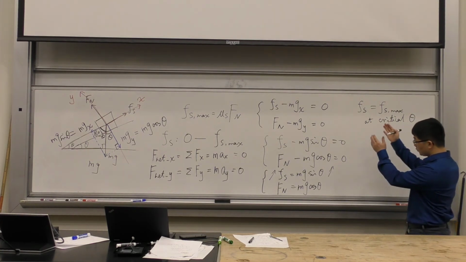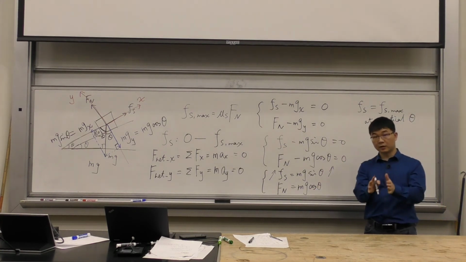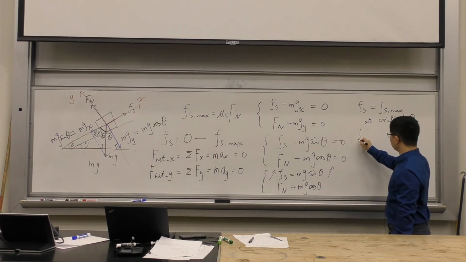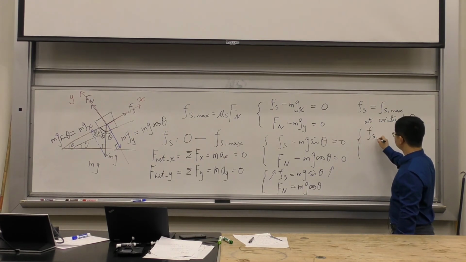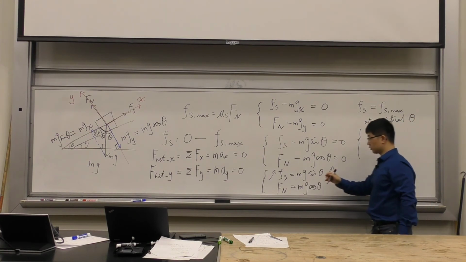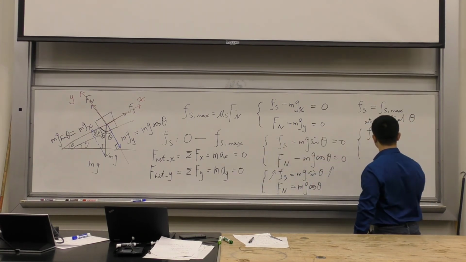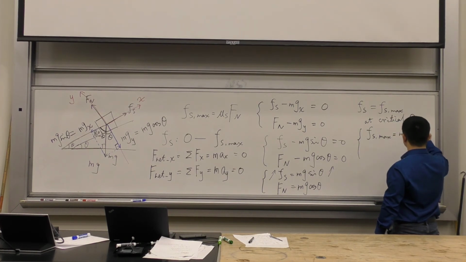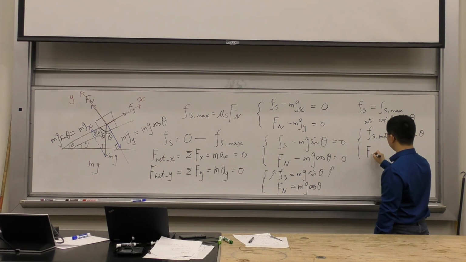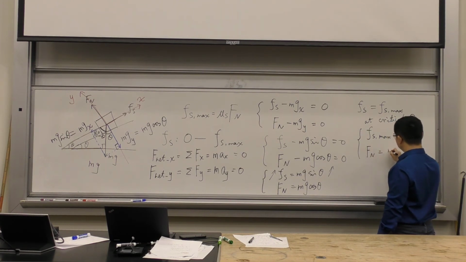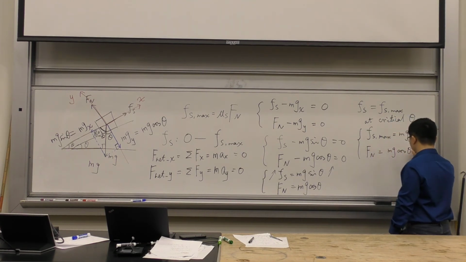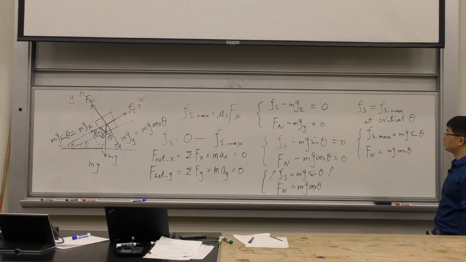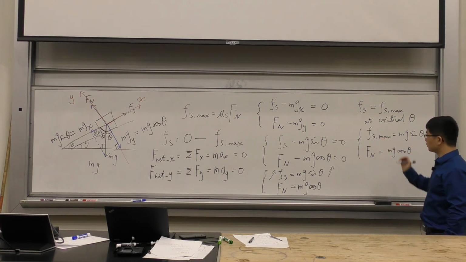So if you still use these two equations at the critical angle, what do you get? At this critical angle, I would have the maximum static friction force equals mg sine theta, at the very critical angle. Normal force equals mg cosine theta. Okay, how do I use this? Don't forget what we're doing. We want to use this experiment to find the mu-s. How do you go from here to find the mu-s?